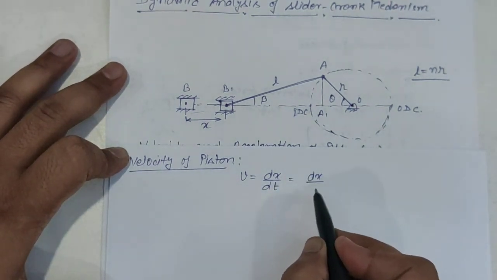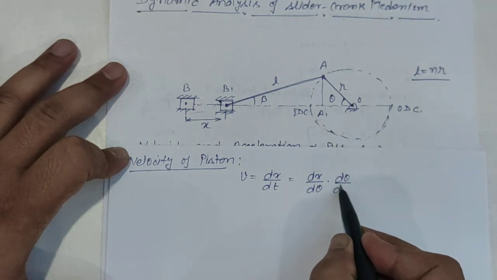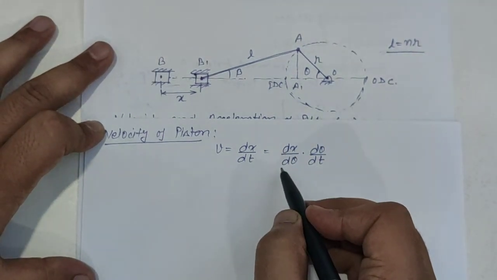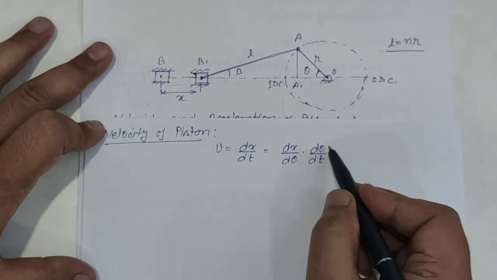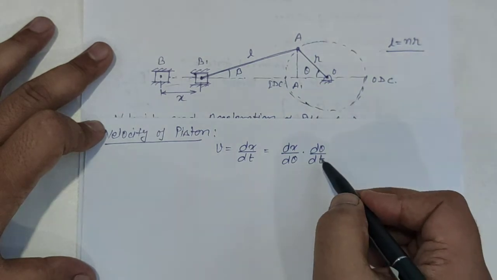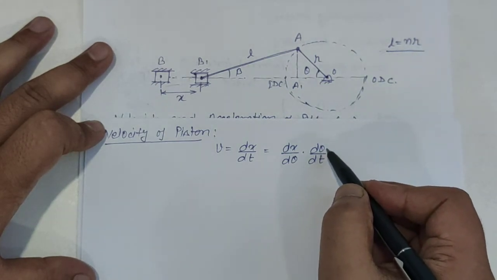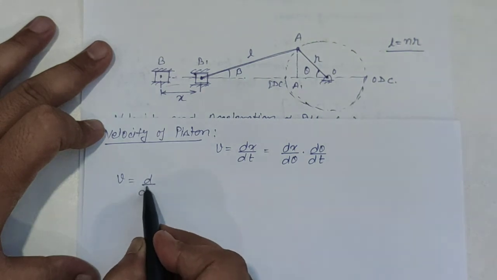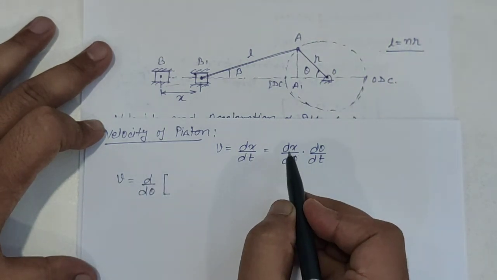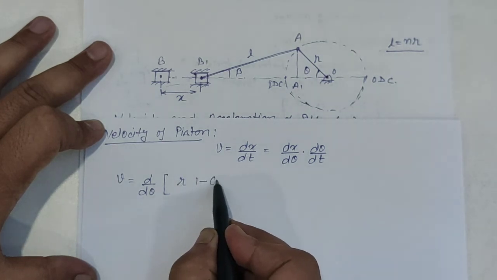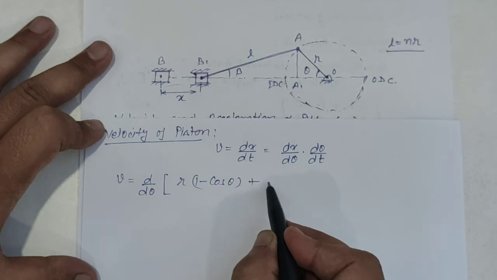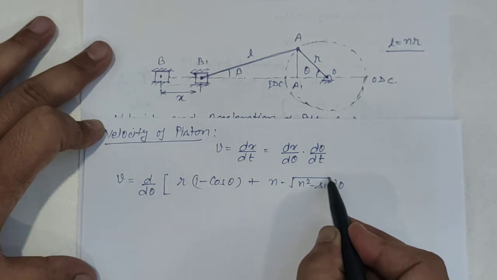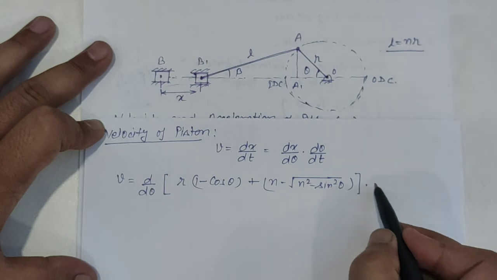This dx/dt we can write as dx/dθ times dθ/dt, and dθ/dt is the rate of change of angular displacement, which is the angular velocity ω. So for the velocity expression we write d/dθ, putting the value of x, not the approximate value but the exact value: r[(1 - cos θ) + n - √(n² - sin²θ)] multiplied by ω.